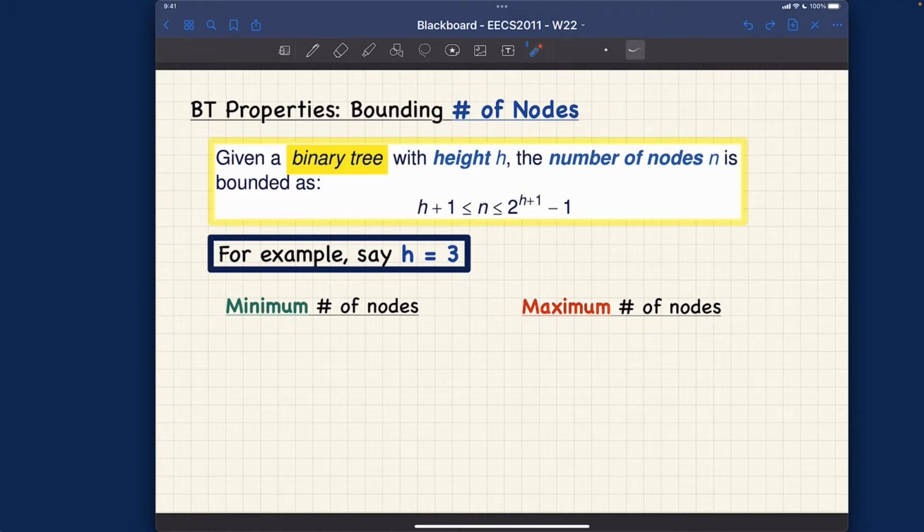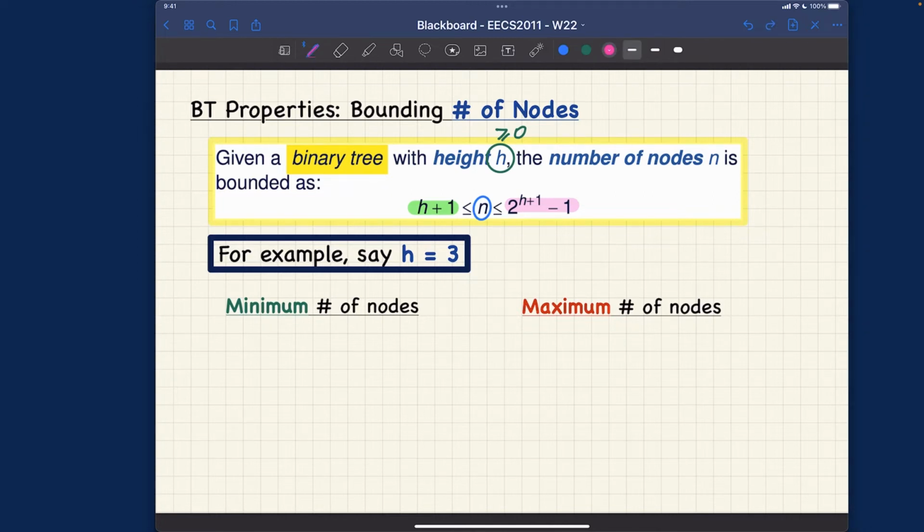So the context will be given a binary tree with height h, and of course our implicit assumption is the value for the height will be larger than or equal to 0, just not negative. And you can see that the value for the number of nodes will be just n over here in the middle. And what will be the lower bound? This will be the lower bound, height plus 1. And this will be the upper bound, 2 to the power of h plus 1 minus 1. Can you see why the lower bound and upper bound are such the cases?